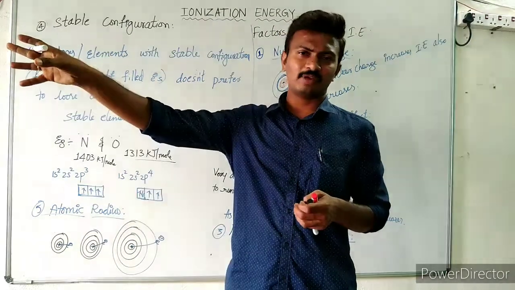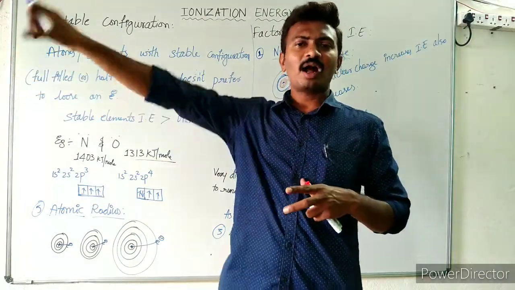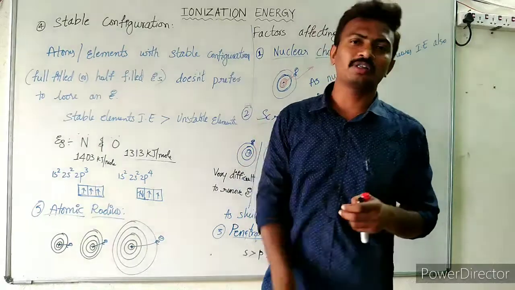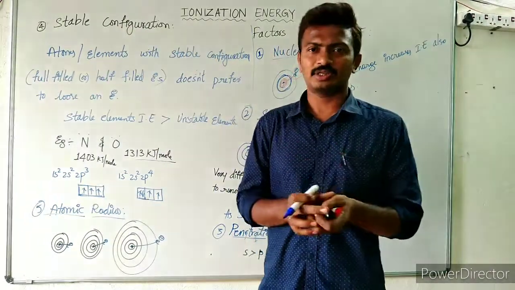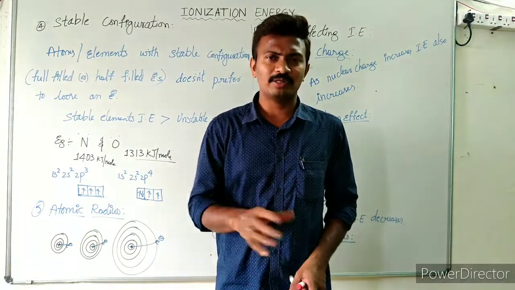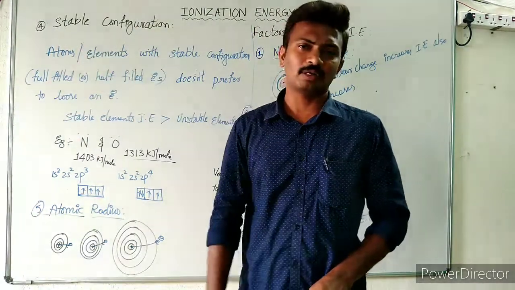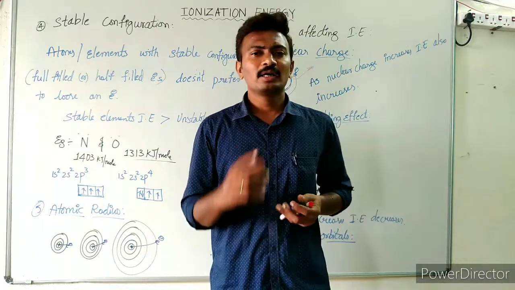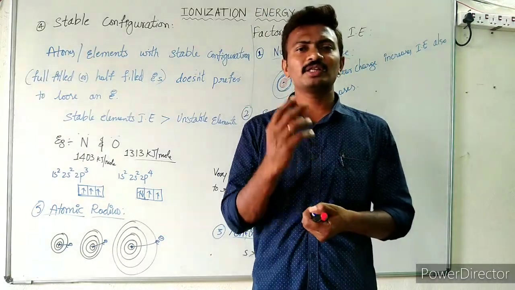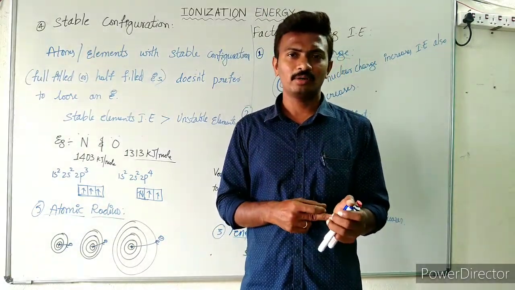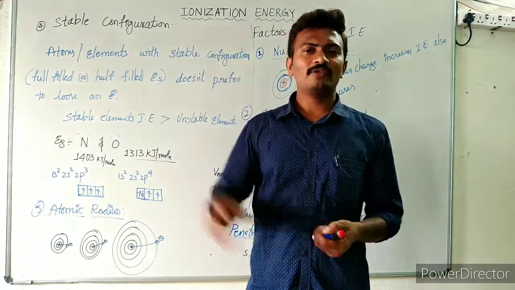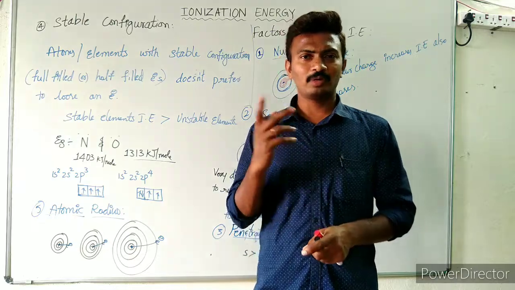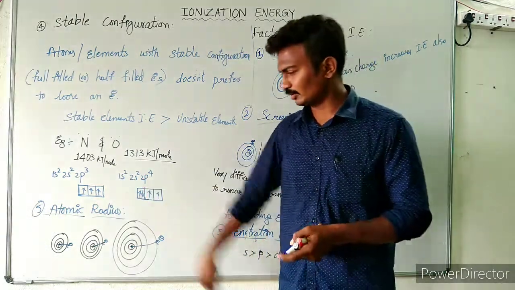So as the distance increases, what happens? The nucleus can't pull that valence electron strongly towards itself. So therefore, it will be held loosely by this nucleus. So as it is held loosely by the nucleus, it is easy to remove that electron. So we can conclude that the greater the atomic radius, the easier it is to remove an electron. Right? So as the atomic radius increases, the removal of electron is easy. So we can conclude this.